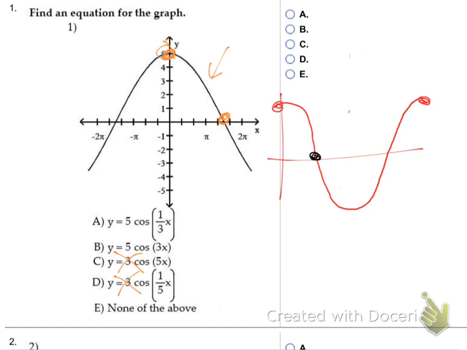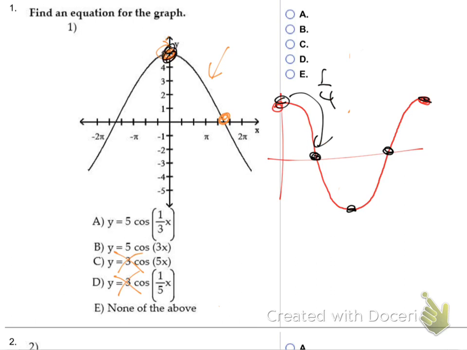From high to 0 is his first quarter. 0 to low is his next quarter. It's like a basketball game or football game. It's in 4 quarters. Right? So from here to here is 1/4 of his whole story. 1/4 of a whole cycle, isn't it?